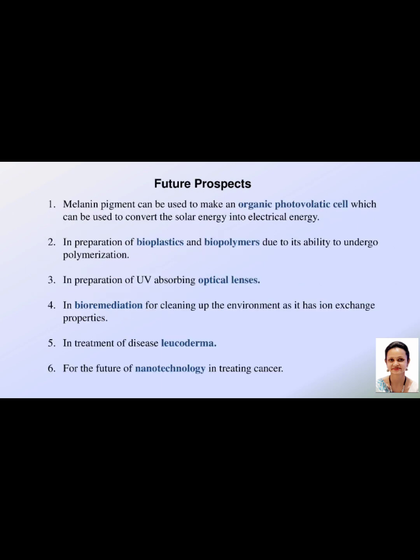Now the future prospects of melanin pigment are: melanin pigment can be used to make an organic photovoltaic cell, which can be used to convert solar energy to electrical energy; for the preparation of bioplastic or biopolymers due to the ability to undergo polymerization; in the preparation of UV absorbent optical lenses; for bioremediation and the treatment of diseases like leukoderma; and the future of nanotechnology in treating cancer.